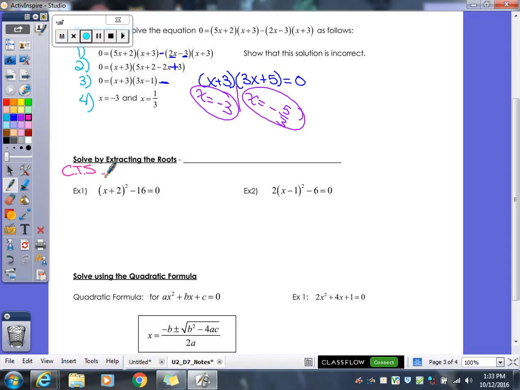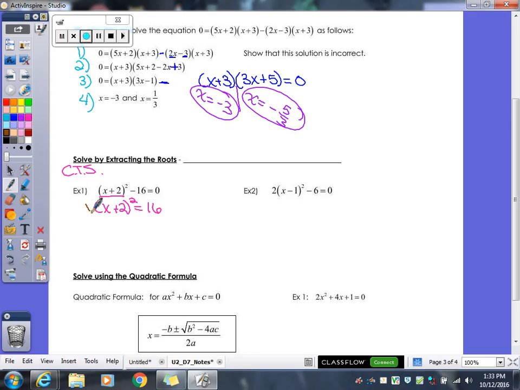What some people have done is they sit here and they try to take their x plus 2 squared and they write it out, multiply everything, combine your like terms, and then factor. That just takes a lot longer than it really needs to. So for here, we would start by adding your 16 over. So we get x plus 2 squared equals 16.